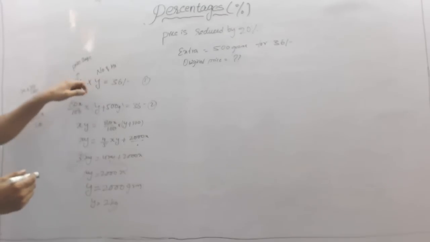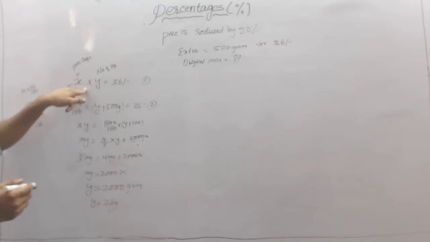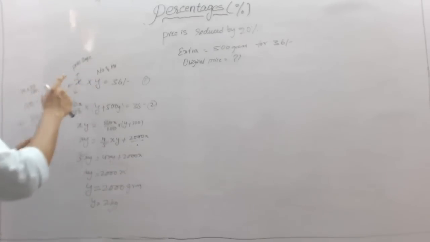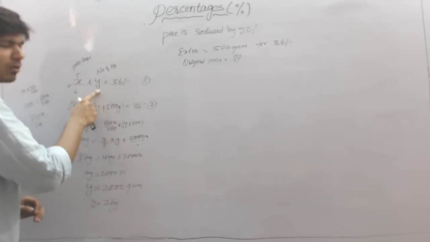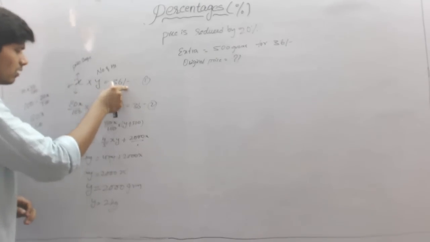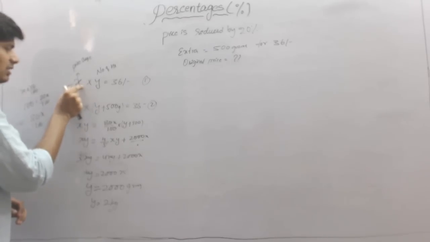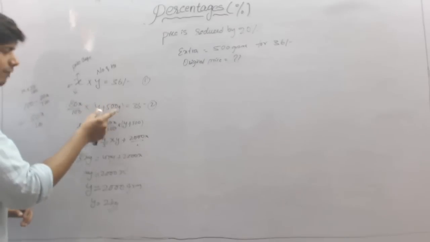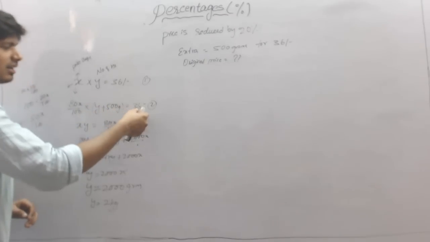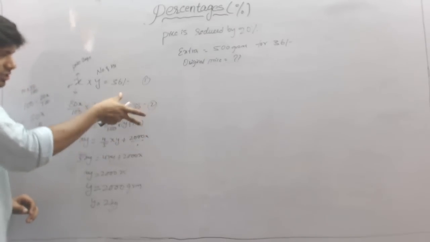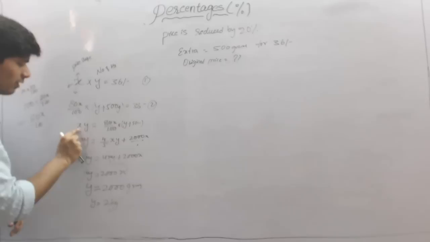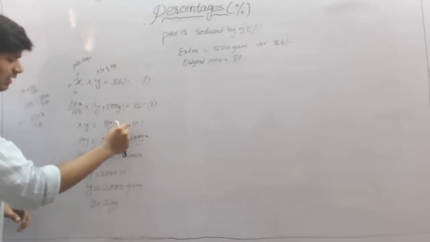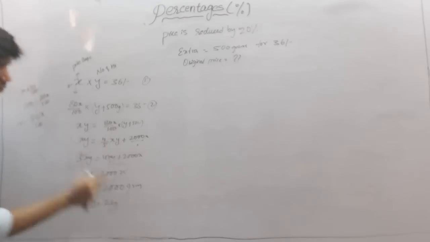Initially, x is the value per kg, and this is the number of kgs. Price per kg into number of kgs gives you the total amount. Out of this total amount, the price of the sugar is reduced by 20%. Now this is the reduced price. After reducing, you got 500 grams extra for the same price. Now these two equations are similar. Now xy is equal to this thing. After calculating, you got y is equal to 2 kgs.